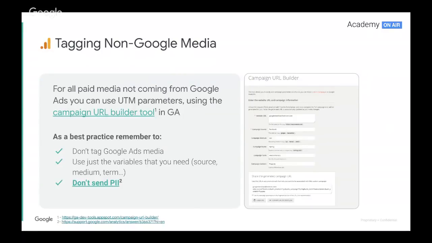So with that, let's look at UTM parameters. If you have, again, non-Google media, so you're not tracking from Google Ads, what you want to do is use UTM parameters. By adding campaign parameters to the destination URLs you use in your ad campaigns, you can collect information about the overall efficiency of the campaign, and figure out which campaigns are more effective. So again, let's take a look at an example.